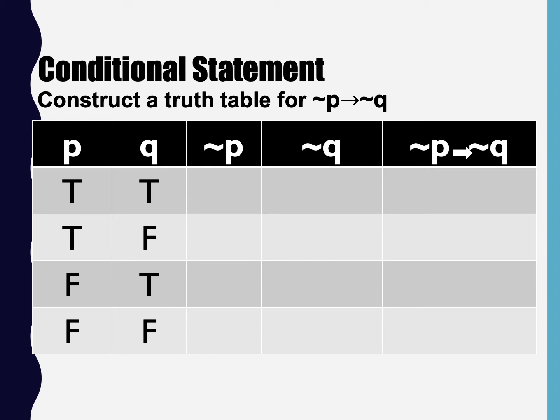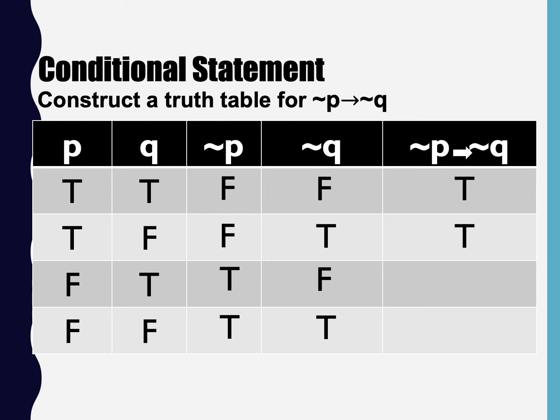For example, construct the truth table for if not P, then not Q. So the first thing that you need to do is to construct the truth table for not P and not Q before you get the conditional statement. So in this case, for the first row, since both not P and not Q have the same value, its conditional statement is true. For the second row, since your conclusion is true although your hypothesis is false, then your conditional statement is also true.